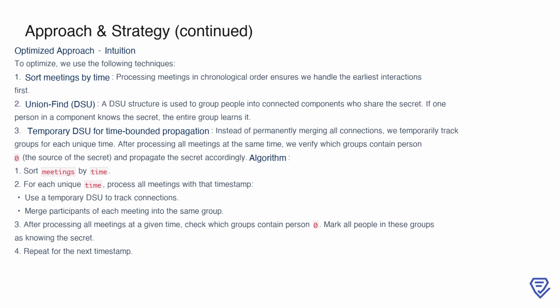The algorithm works as follows. First, sort the meetings by time. Then, for each unique time, process all meetings that occurred at that timestamp. Using a temporary DSU, merge the participants of each meeting into the same group. After processing, verify which groups include person 0 and mark all individuals in those groups as knowing the secret. This process is repeated for each subsequent timestamp, ensuring that the secret is only propagated when valid.